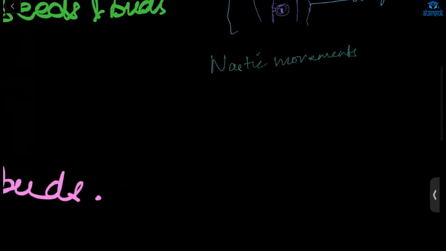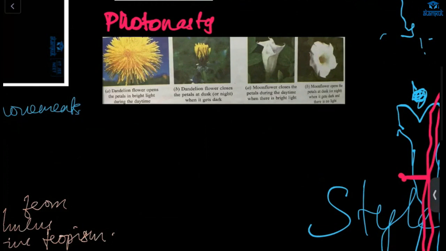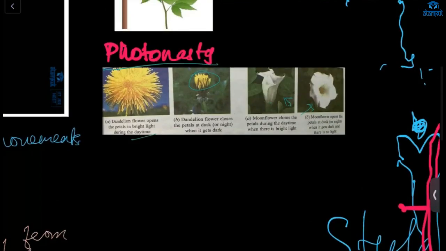Next, we have nastic movement. The movement of a plant in response to a stimulus in which the direction of response is not determined by the stimulus. Those movements are called nastic movements. These are not directional movements. Here we have photonastic. This flower opens during bright light in the daytime, and at night it closes. And this moonflower is exactly opposite. During the daytime it will be closed, and during nighttime it will be open. One more nastic movement is the folding of the leaves of the sensitive plant, Mimosa pudica. In photonastic, the stimulus is light. And in the folding of the leaf, the stimulus is touch.